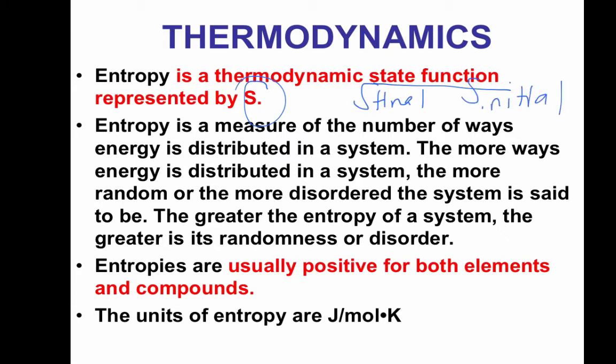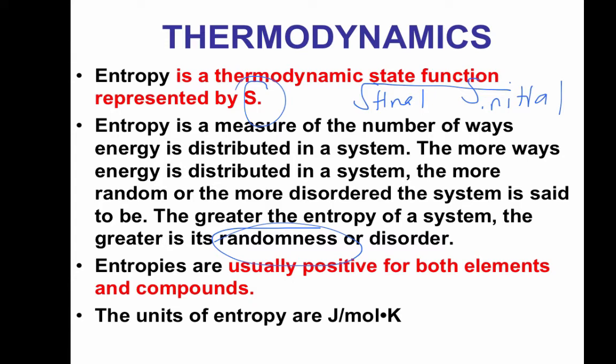But entropy is a measure of how energy is distributed in a system. Okay, so what that means is it is a measure of randomness. Out of all of that, the biggest thing, entropy is a measure of randomness or a dispersal of matter. Entropies are usually positive for elements and compounds. So usually delta S is positive for elements and compounds. And then you also have the units for entropy. But with entropy, like I said, you want to think about it in terms of randomness or disorder.